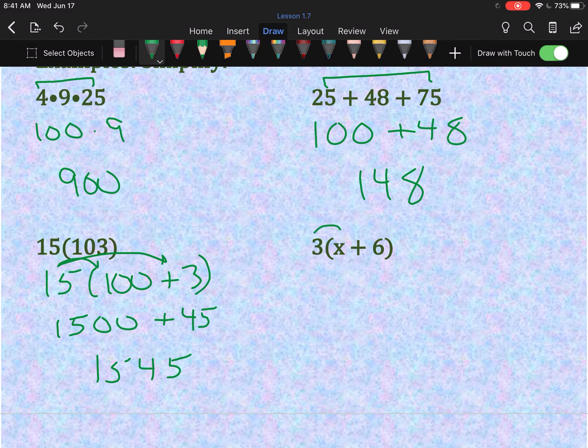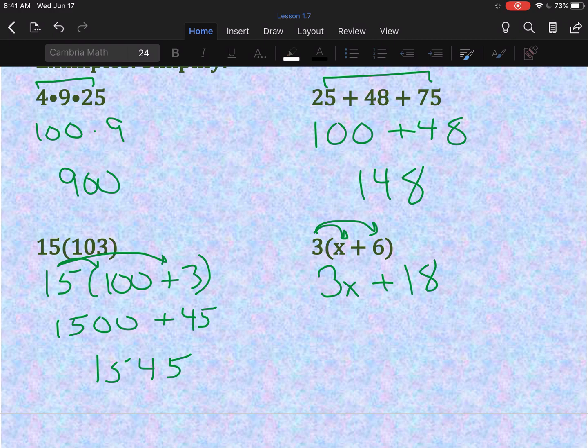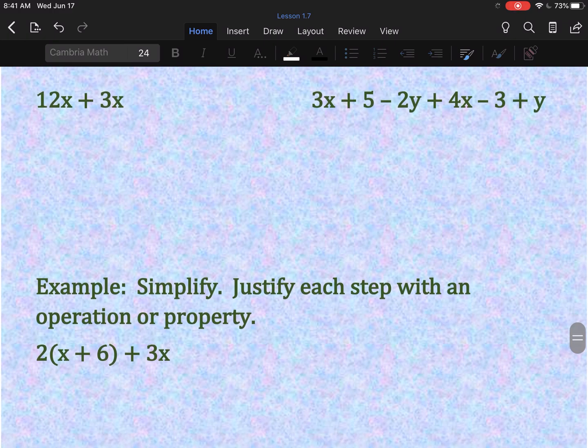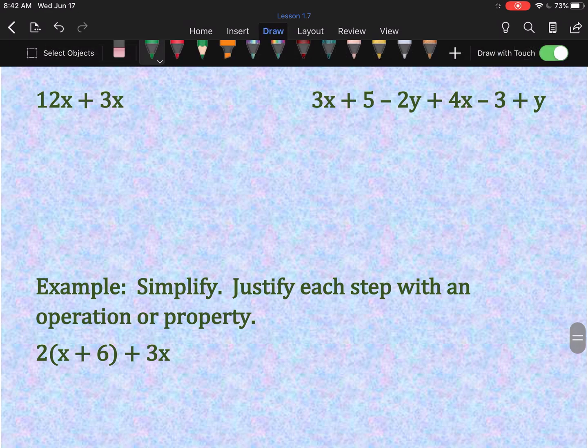This next guy is kind of a trick in that all I can do is distribute the 3. 3 times x is 3x. 3 times 6 is 18. And I can do nothing else because 3x and 18 are not like terms. They don't both have x, so I cannot combine them. Now down here, 12x plus 3x, I can absolutely combine. They both have just x. So I've got 12 x's and 3 more x's. That means I have 15 x's.